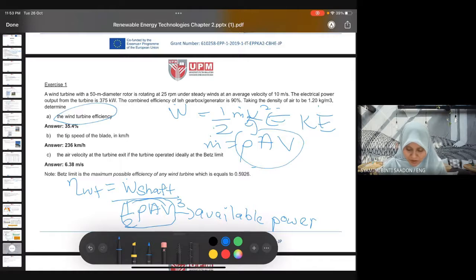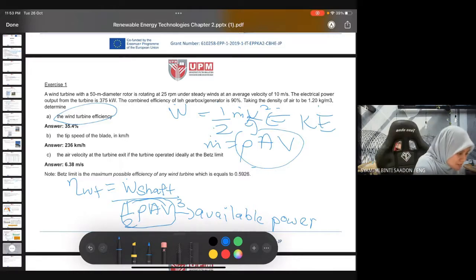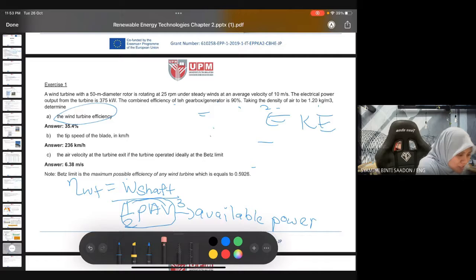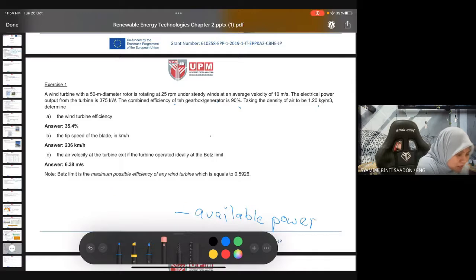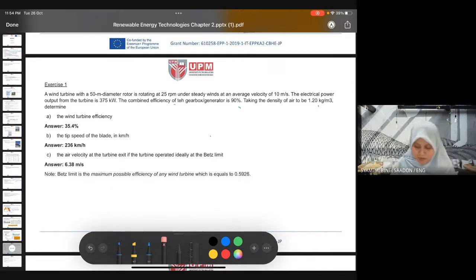So back to our exercise. We can calculate the turbine efficiency. We have the answer, 35.4%. So you can try. Next, B, the tip speed of the blade, in kilometer per hour. The tip speed of the blade.